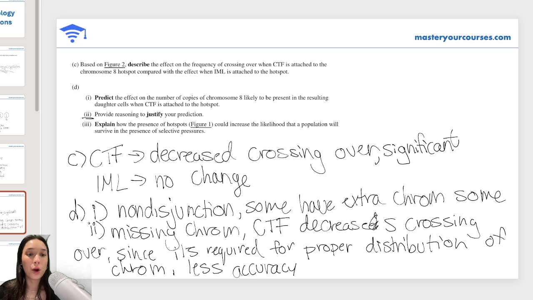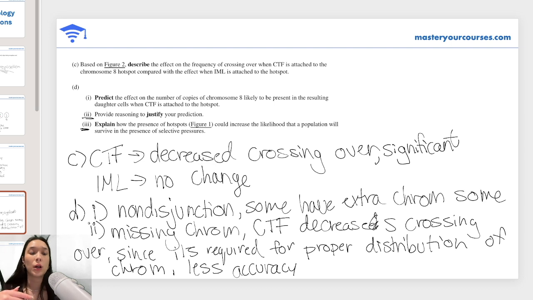Okay, now for Part 3, it says, explain how the presence of hotspots seen in Figure 1 could increase the likelihood that a population will survive in the presence of selective pressures. So this one actually doesn't have to do too much with the question. We need to know the purpose of crossing over. Now, we know the purpose of crossing over is going to be for genetic variation, and that's actually also the reason that certain populations survive in the presence of selective pressures.